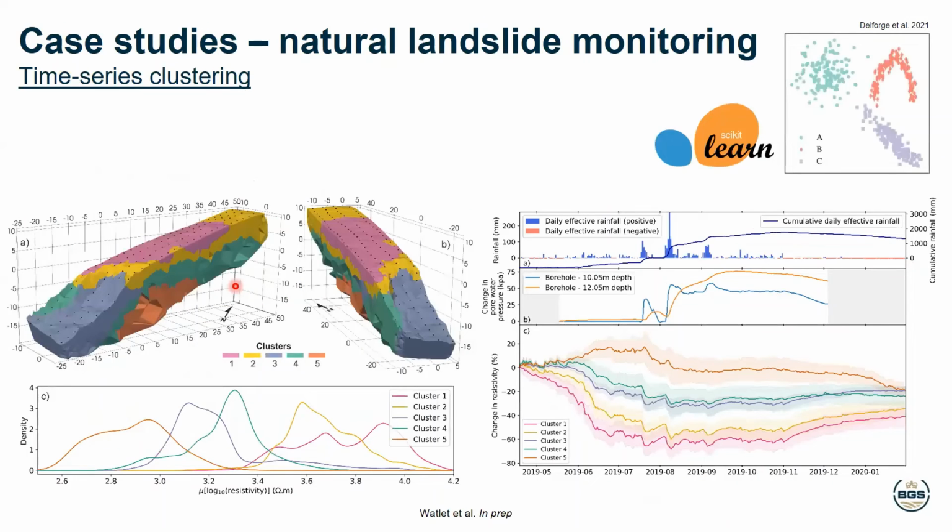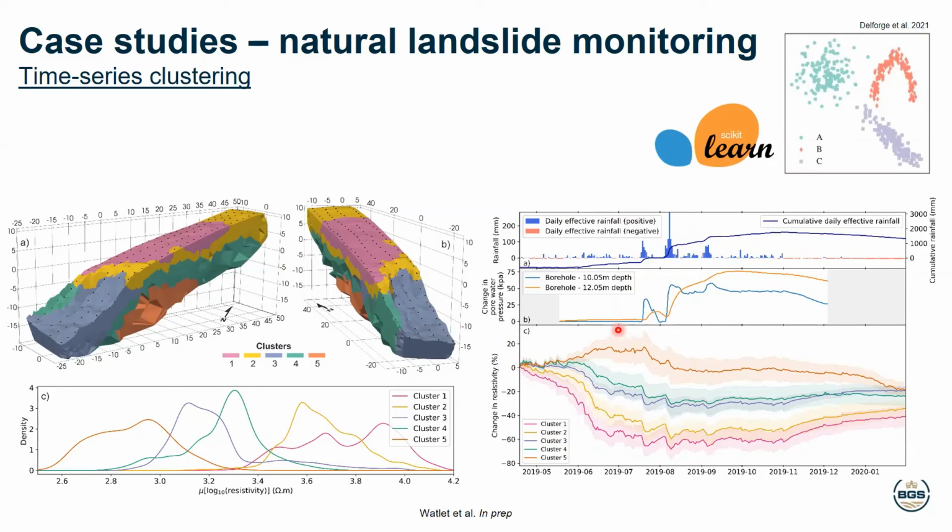So now we can also visualize this slightly differently. Here I show an example of using the resistivity time series and using some time series clustering to be able to identify rapidly some zones of interest, and then looking again at the changes of these zones against other information such as the rainfall or moisture as measured in boreholes.